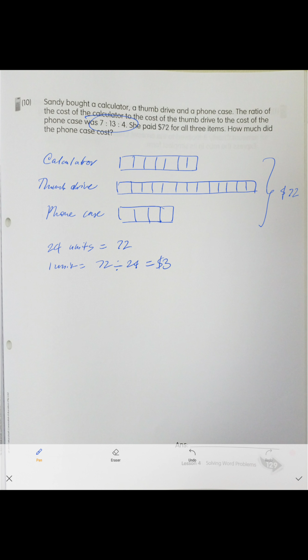They ask us how much is the phone case, right? 4 units. 4 units is $3 times 4, $12, right? The phone case cost $12. And here the answer is $12.